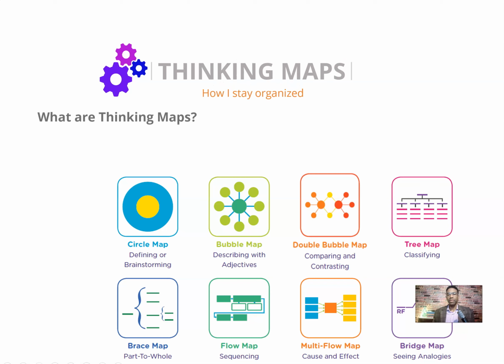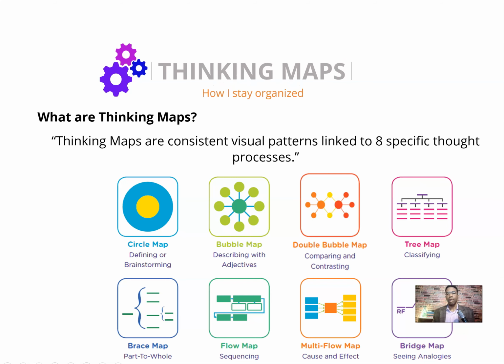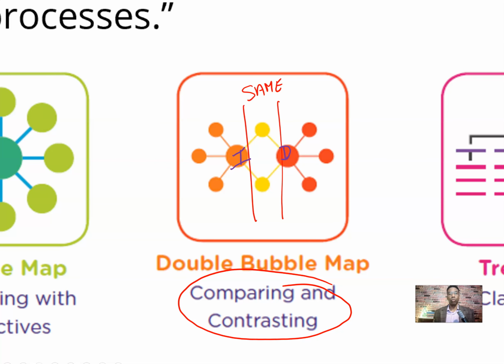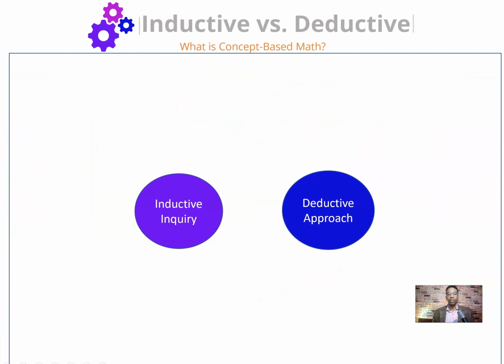What are thinking maps? Thinking maps are consistent visual patterns linked to 8 specific thought processes. The process I'm going to focus on today for comparison is a double bubble map. How does that work? We'll have my two concepts here, inductive and deductive. In the middle, what they have in common, and on the left side and right side, what's different about them.